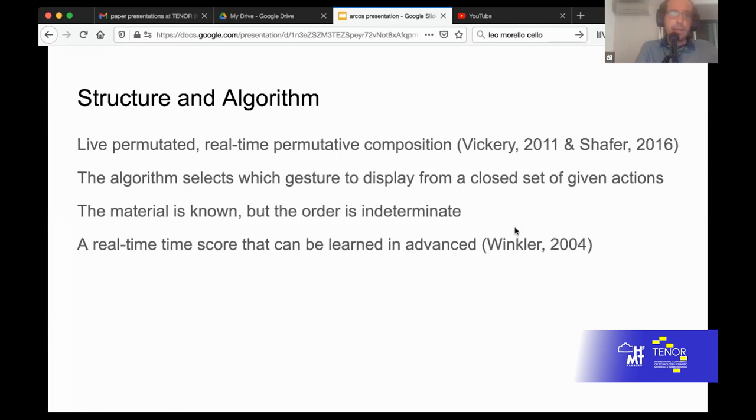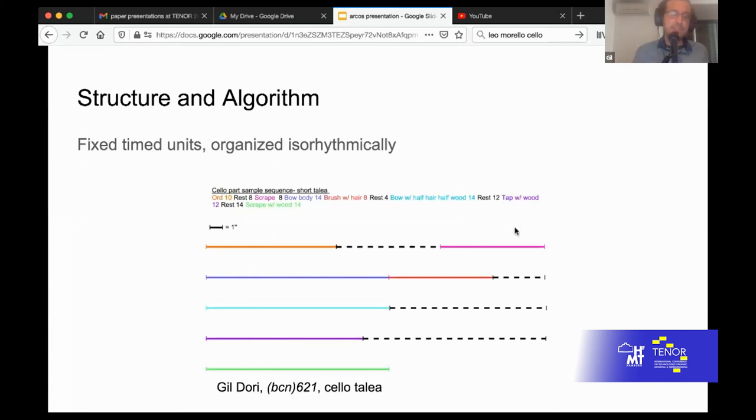And the structure itself is basically one big section that is divided into fixed time units, which are organized or manipulated isorhythmically. So this is an example from the previous piece of the cello part, where in a given time there are certain actions, and when the sequence repeats in diminution or augmentation, the time of each action changes respectively. And in this piece, the actions are not fixed, but the time units are fixed.